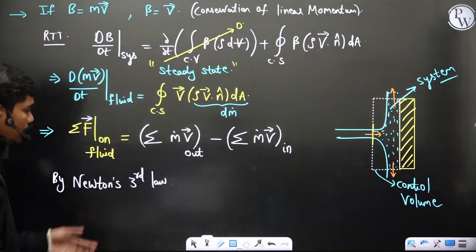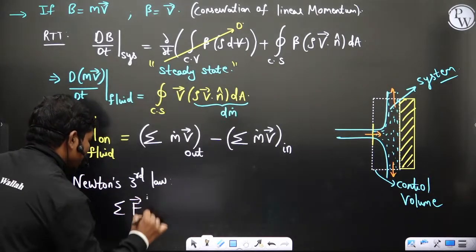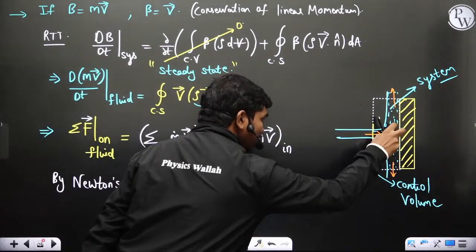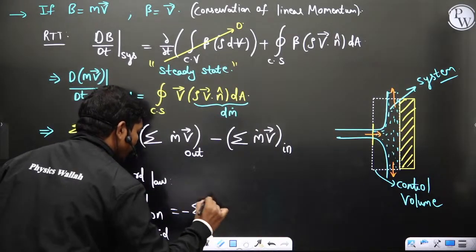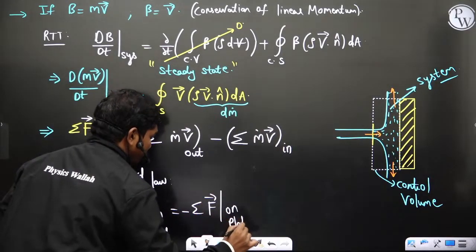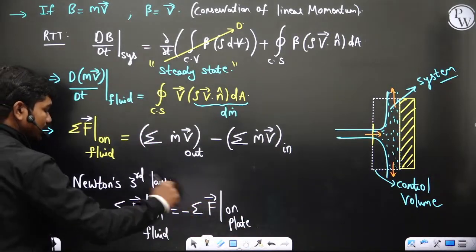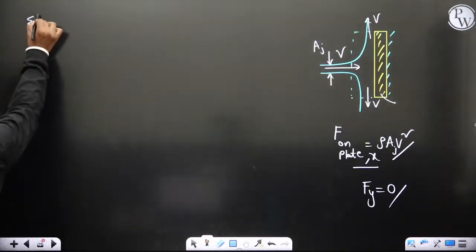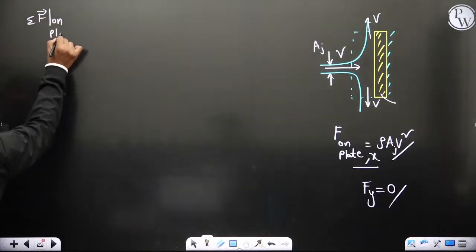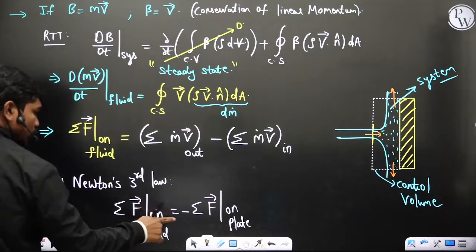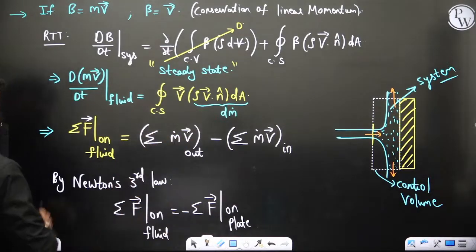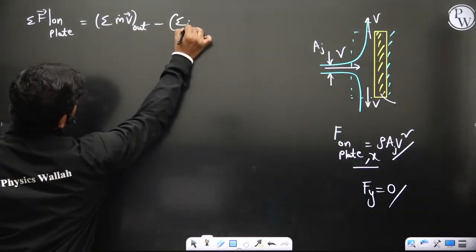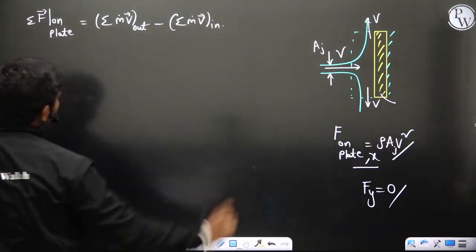Basically using this equation, by Newton's third law, sigma F on fluid is, because the fluid and this body are in contact with each other, definitely there exists a certain reaction. Things will be the same but with a minus sign, the negative of this vector. Now sigma F acting on plate is equal to minus of sigma F on fluid, and sigma F on fluid is sigma m dot v at the outlet minus sigma m dot v at the inlet. So this equation is in vector form.